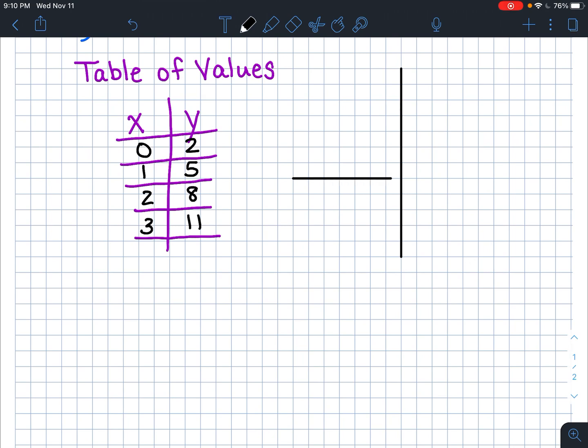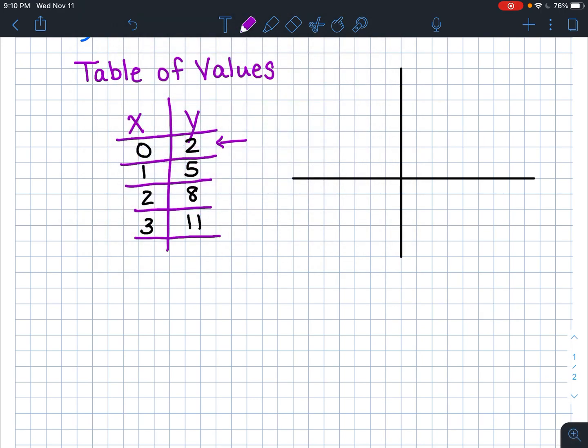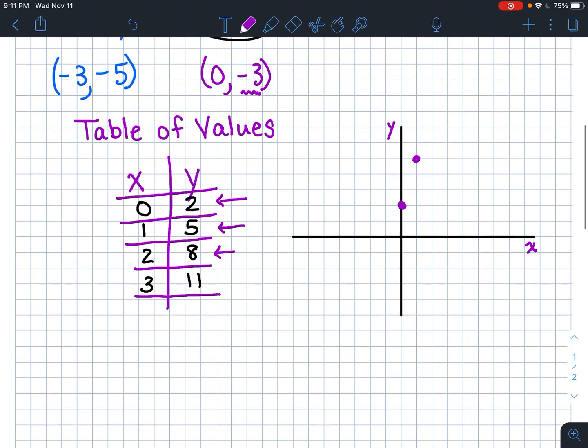So we could graph them if they'll fit. So the point 0, 2, this is x, this is y. So 0 on the x-axis and then up 2 on the y-axis. Go right there. Then we plot this point, 1, 5. 1 on the x-axis, up 5. 1, 2, 3, 4, 5. And then I'm going to run out of space. 2, 8. I have to make my graph go up more.